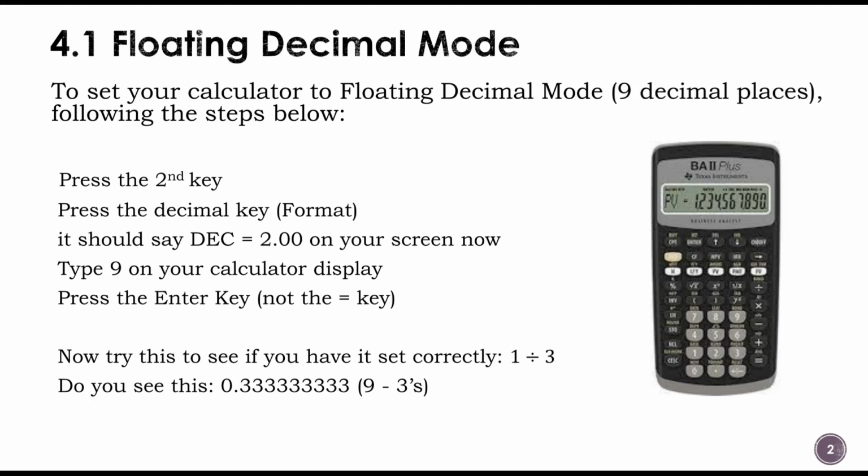So when you're going to work with your calculator at this point in the class, you want to have it set on what we call floating decimal mode, which would be 9 decimal places, in order to get your calculator set up right, because it comes from the factory basically in a 2 decimal mode. And so to set this up, you press the second key, which is this yellow key right here, and then you press your decimal key, and you'll notice right above the decimal it says format. So second, format, and then on your screen it's going to look like this.